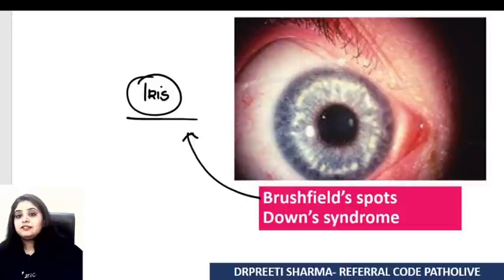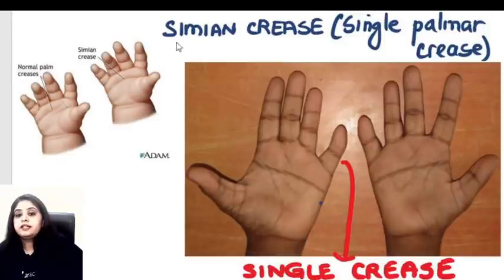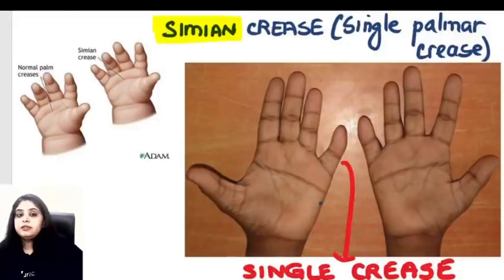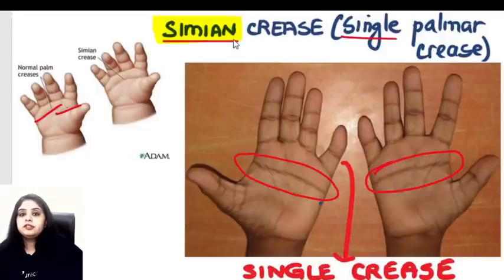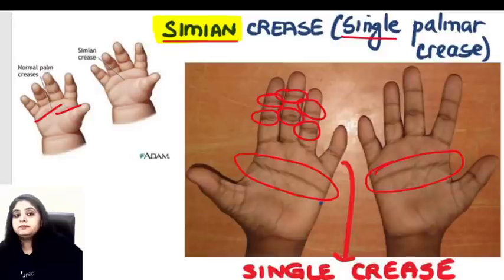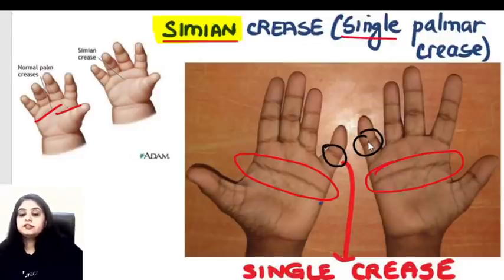If I look at their hands and fingers, I see a very important finding, that is the simian crease. That means a normal individual has two palmar creases, whereas these people tend to have a single palmar crease, as you can see over here. This single palmar crease is known as the simian crease. All the fingers will have two creases, but their little finger has a single crease. So I see a single crease here and a single crease here, again a finding seen in Down's. So single palmar crease and single crease on the little finger.